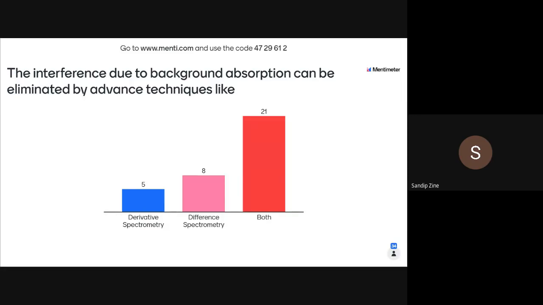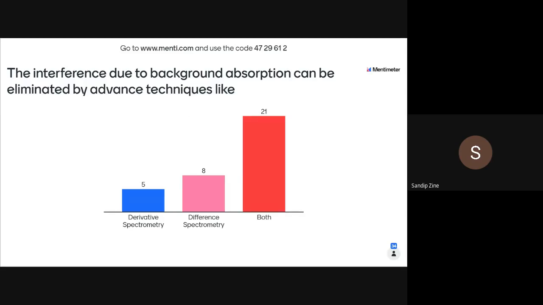So that kind of analysis or that kind of peak we can avoid, or we can find out with the help of both the techniques, difference as well as derivative, isn't it? So the correct answer for this question is both. Difference as well as derivative spectrometry makes an important role, and whatever the background absorption gets created on spectra, that can be eliminated. So that is a takeaway from this poll.